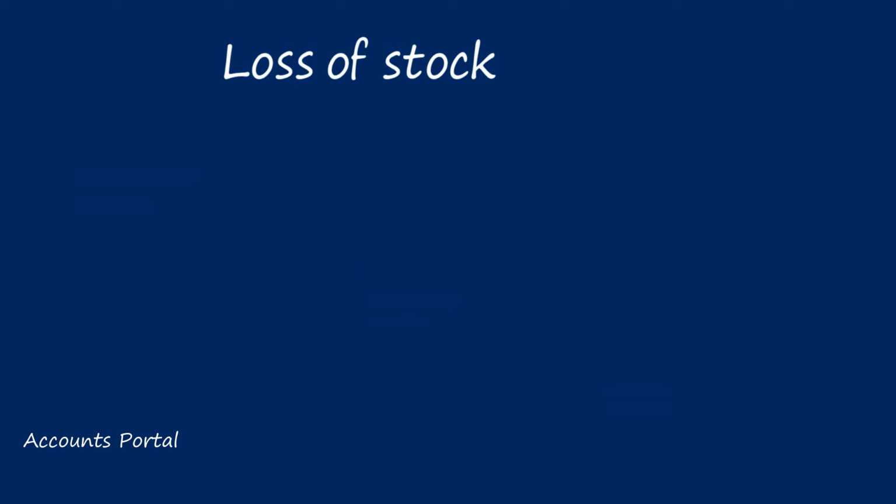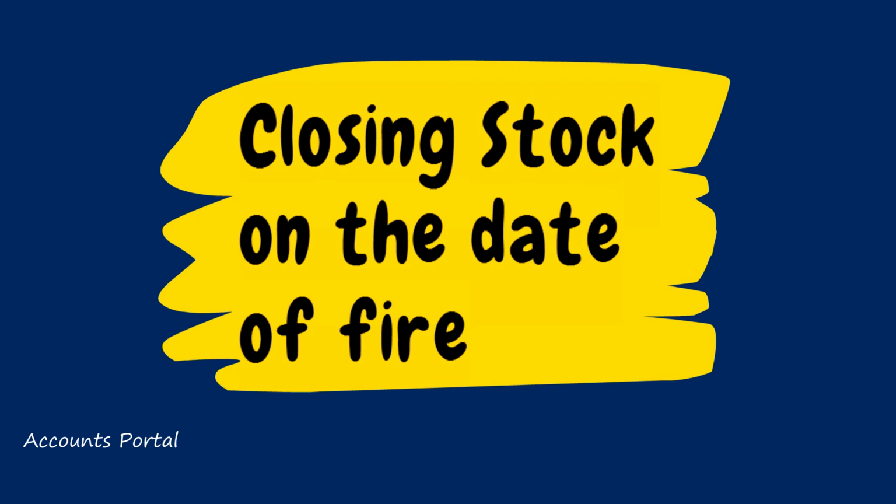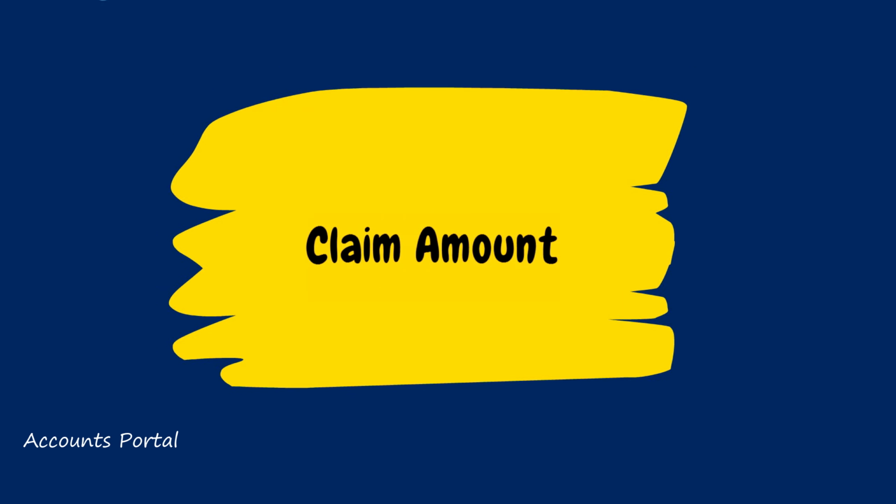There are only two main objectives in loss of stock problems. One, finding the clothing stock on the date of fire, and the other one, calculating the claim amount. We will prepare a memorandum trading account to determine this clothing stock on the date of fire. The next step is to determine the loss of stock, which is equal to the clothing stock on the date of fire minus the salvage value.